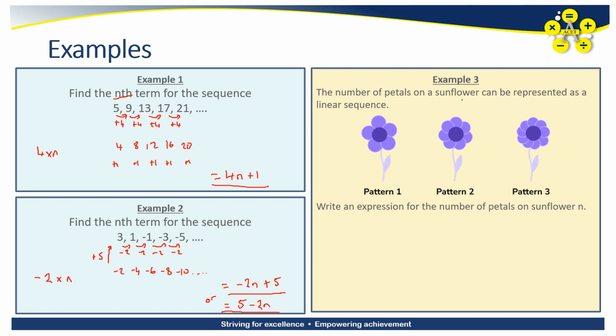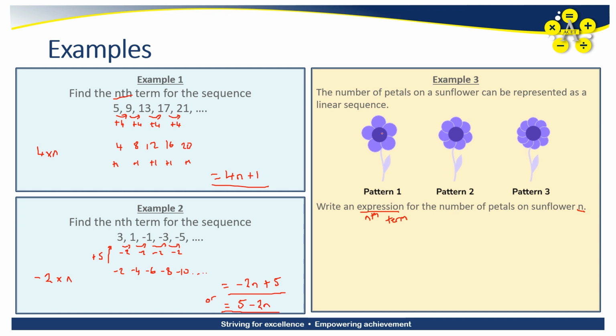Okay, on to example number 3 then. This time I've got a geometric sequence. By that I just mean that we have drawings. So it might be things like here with petals, it might be matchsticks, it could be counters. There's lots of different ways for people to illustrate a pattern. But here we've got the number of petals on a sunflower represented as a linear sequence, and we want to write an expression for that. So write an expression in terms of n means we want to find that nth term. That's what it's asking for.